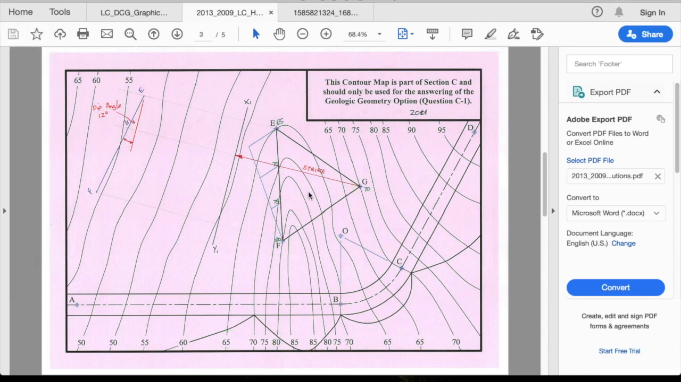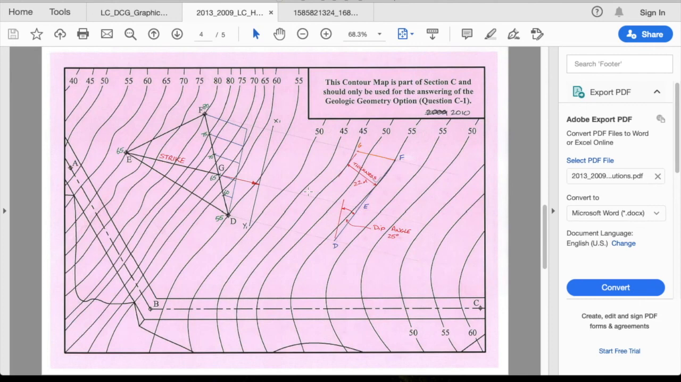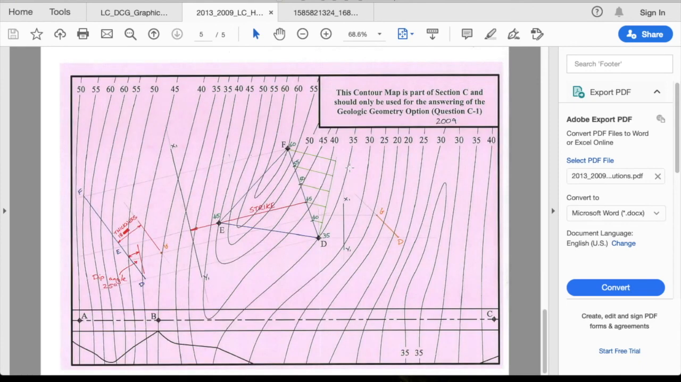Other examples of that are in the 2010 question. It was the same thing: finding the strike using division of line construction, and then finding my dip and my thickness. The same thing happens again in the 2009 question. So that is just another way of drawing these questions.